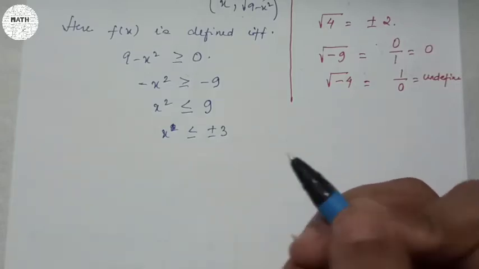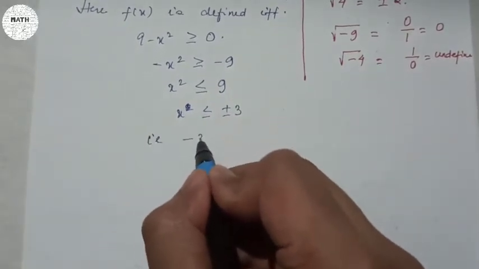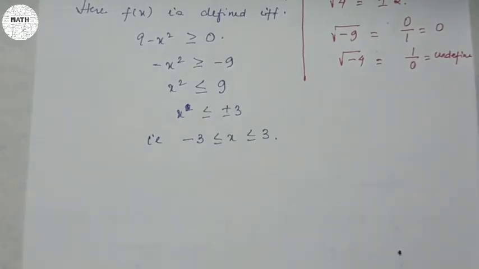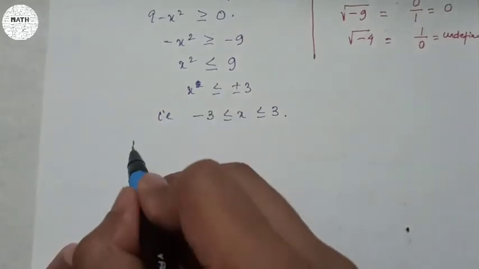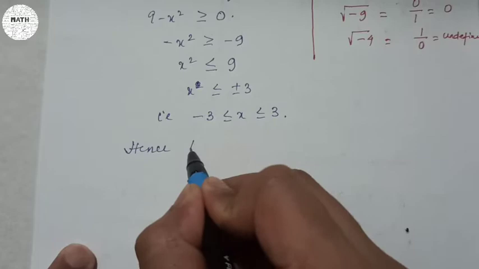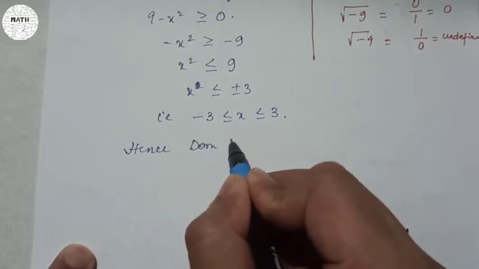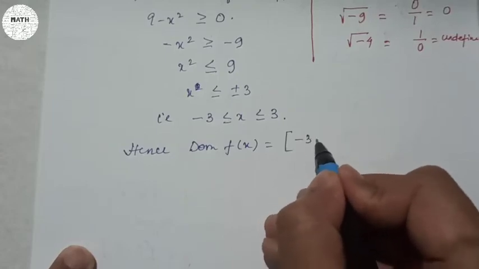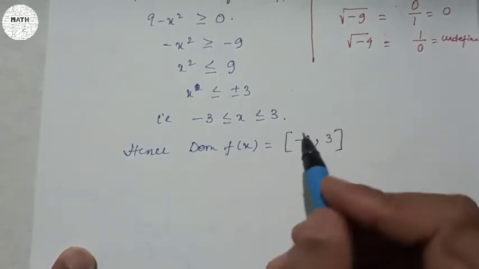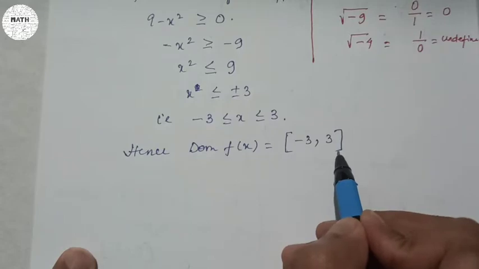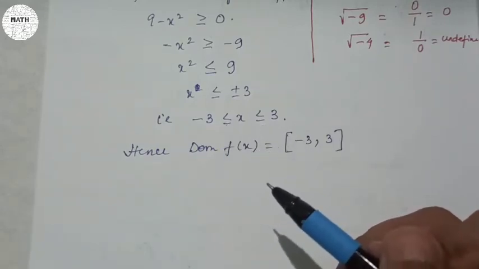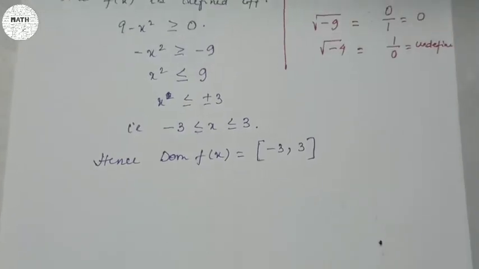I guess you're clear until there. So that is minus 3 less than equal to x less than equal to 3. That's the only simple term I can come up with for x. So I can say that hence your domain of f of x is nothing more than how much? Minus 3 comma 3. Look at the bracket. Okay, why I'm giving this bracket is because there is an equal to sign, which you have already done in your exercise 1. Okay, now let me come to your range.